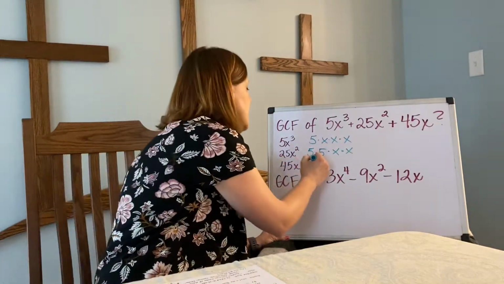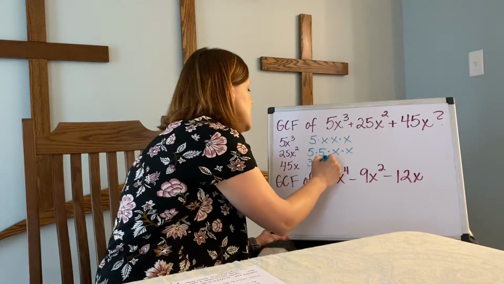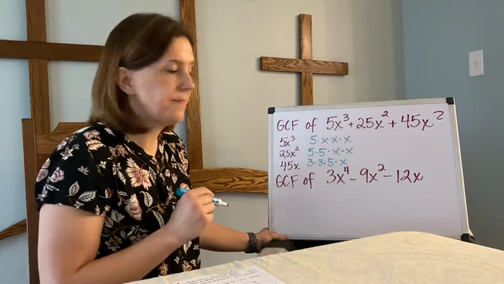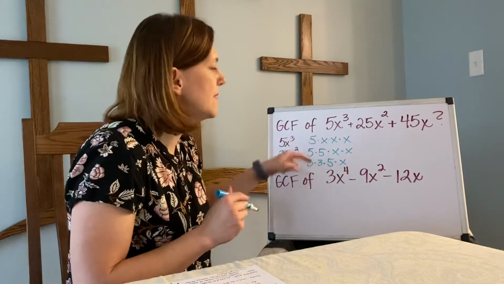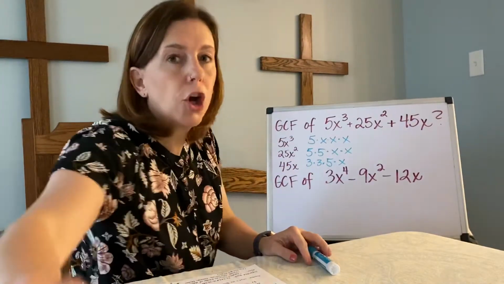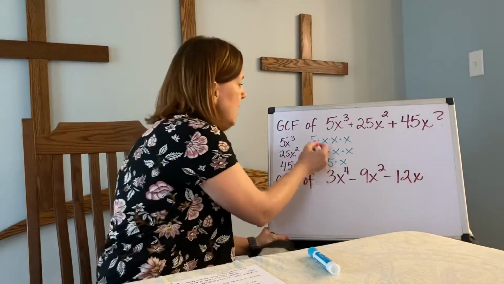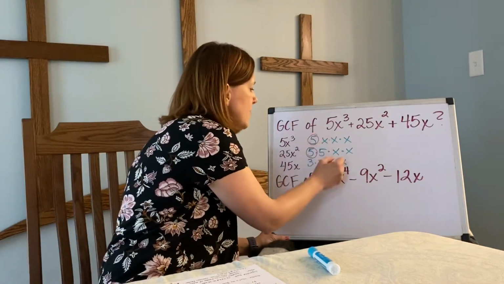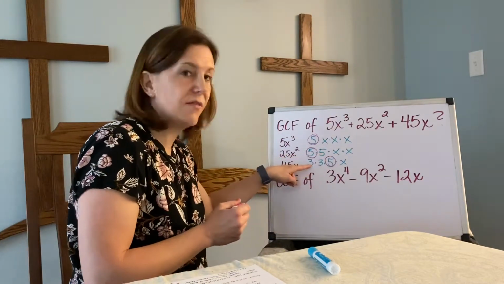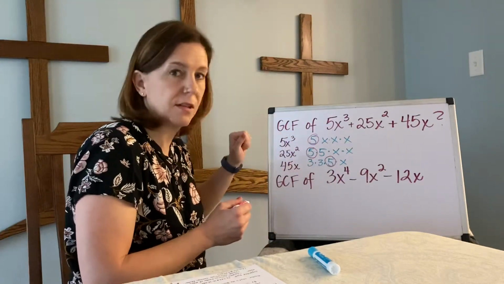45x would be 3 times 3 times 5 times x. Then I look at all three of these and I take all of the chunks that they have in common. And so each of them have 1 5. There isn't enough to take 2 5s or any of the 3s because these don't have 3s.